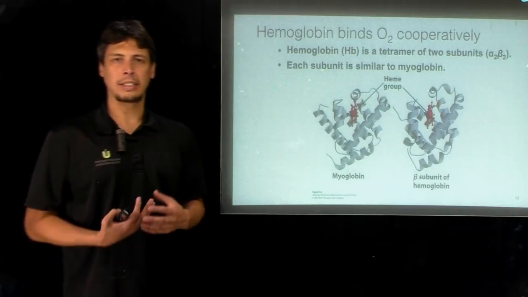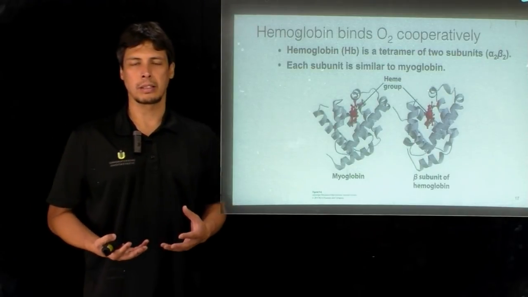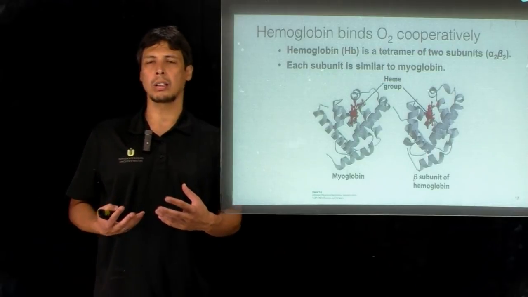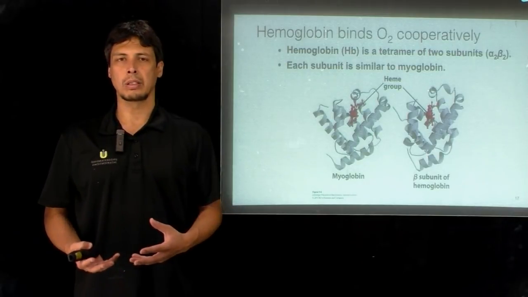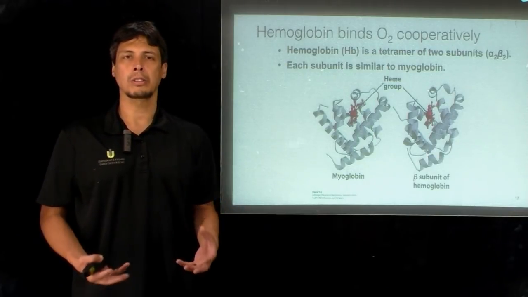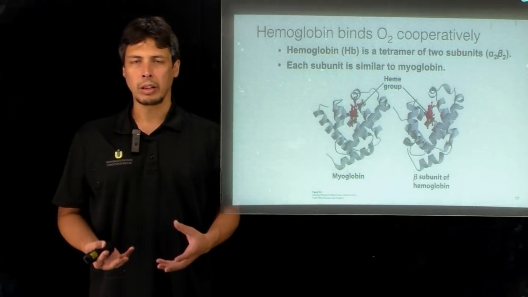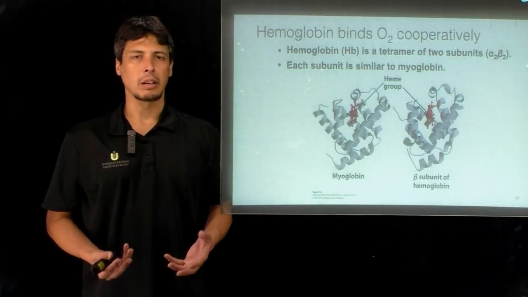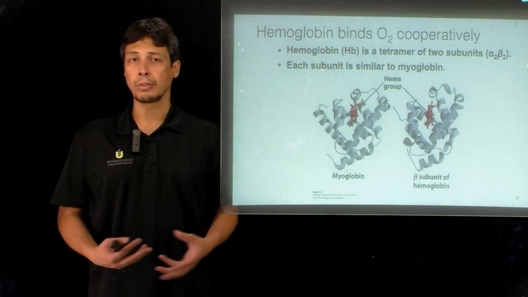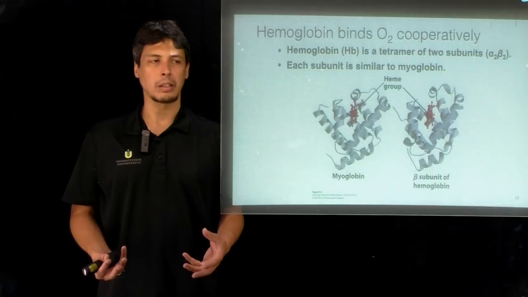So what actually provides this function? What is causing this difference in these ligand binding curves and the different function of myoglobin versus hemoglobin? And so we know that ligand binds at the ligand binding site. So you might think, well, there are differences at the ligand binding site.